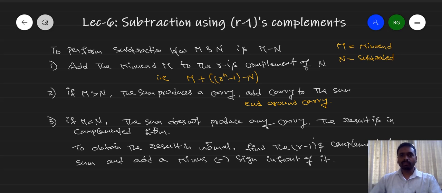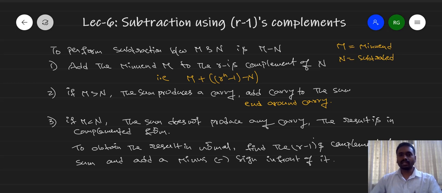Once again I am repeating: the value of r minus 1 changes with respect to the number system we use. If you want to perform subtraction between two binary numbers, the r minus 1's complement is nothing but 1's complement. If you want to perform subtraction between two decimal numbers, the r minus 1's complement is nothing but 9's complement. So based on the numbers, the r minus 1's complement may be a 1's complement or a 9's complement. So these are the three steps we followed.